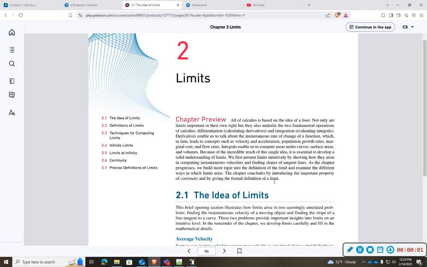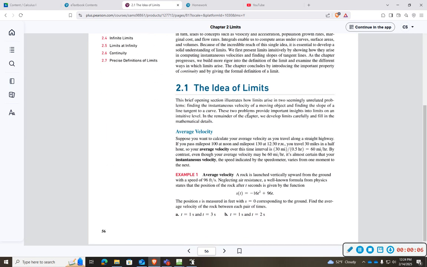All right, today we're going to be going over 2.1, which is the idea of limits. There's a couple of terms you want to be familiar with. So the average velocity is basically the change in speed over a period of time. So it may not predict the exact speed or exact velocity an object is moving, but it's giving you an average over time.